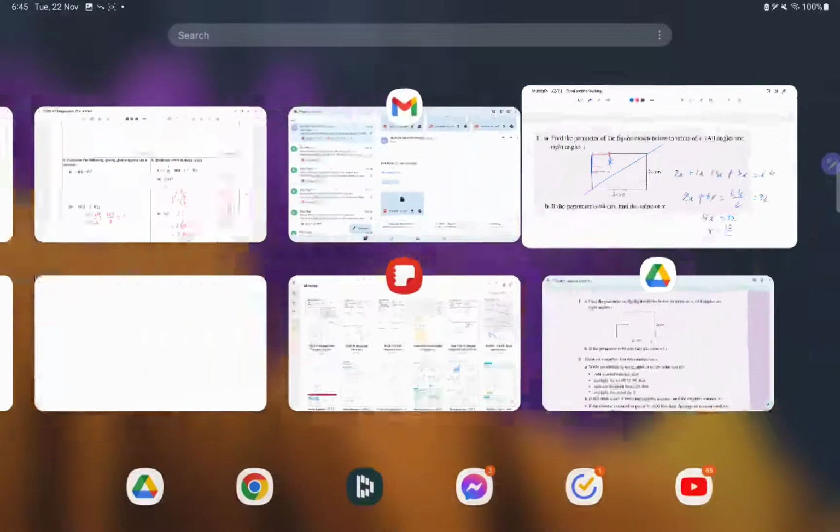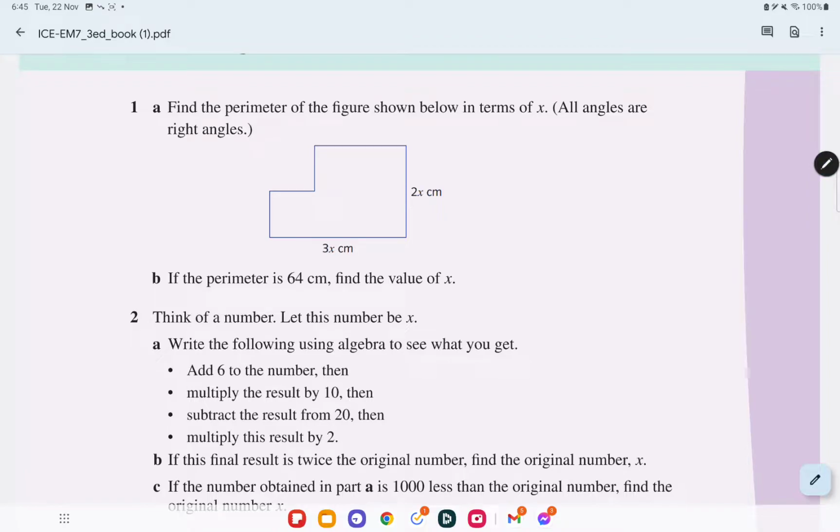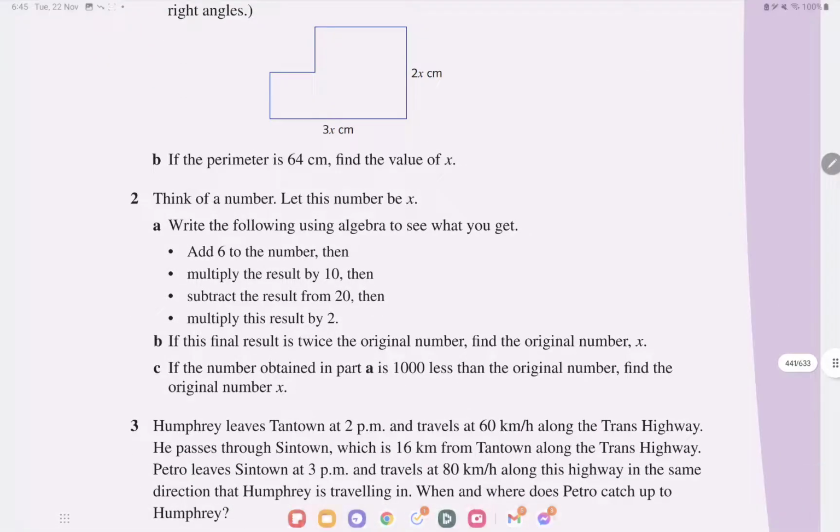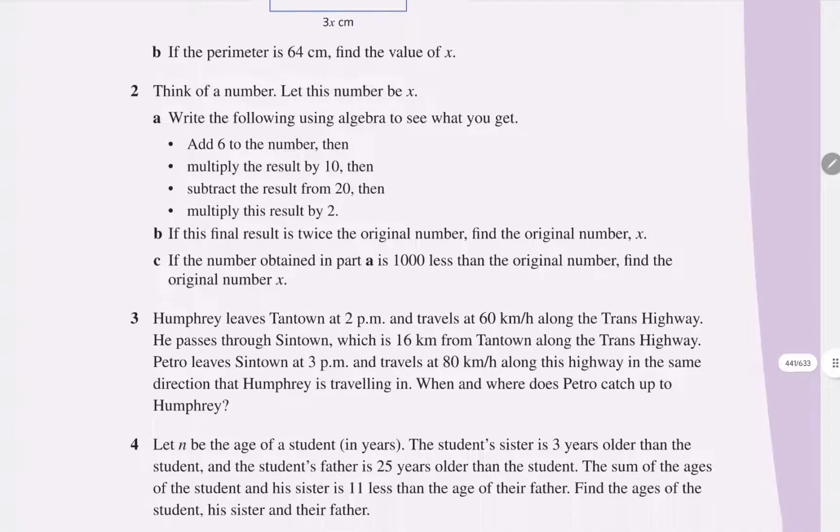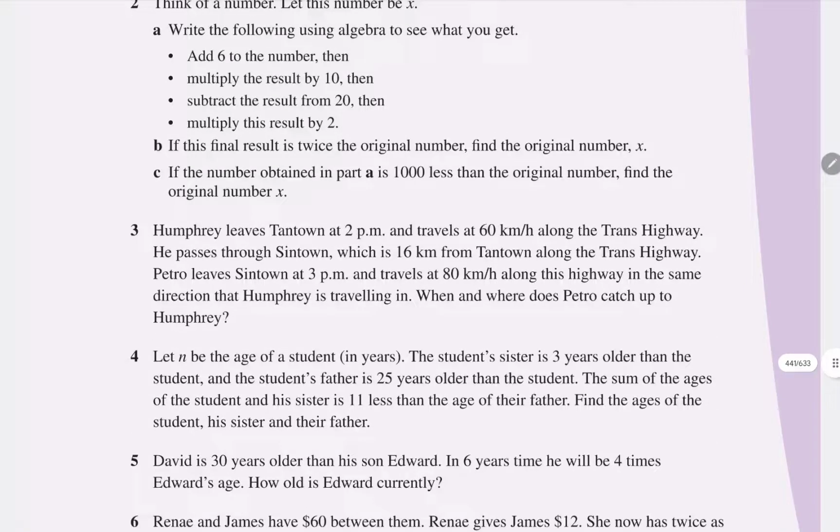Okay? So this is a reasonable exam question, similar to the one that you had, but it looks a little bit different. Any other question you want me to go through? Otherwise, I'll just pick random hard questions.